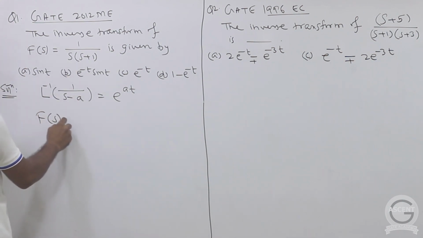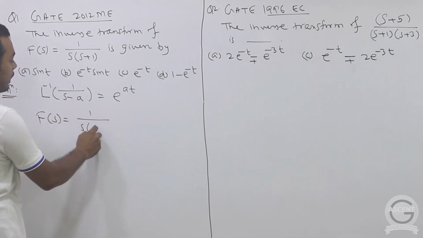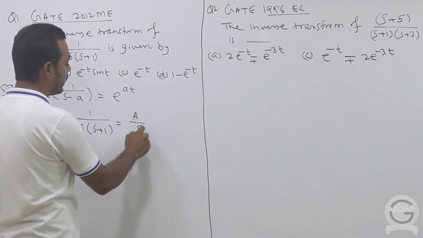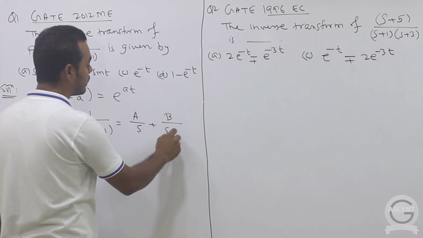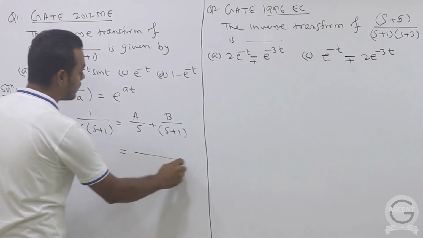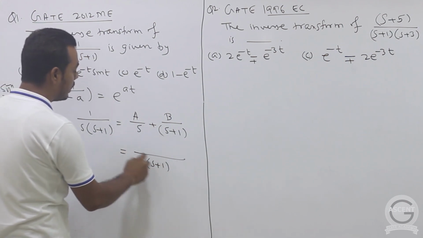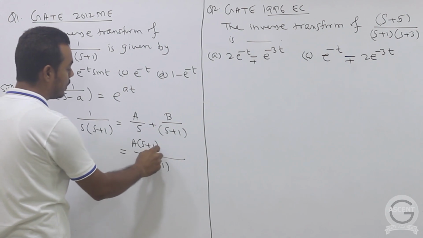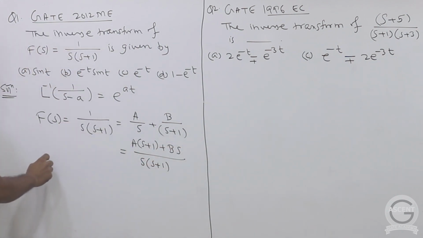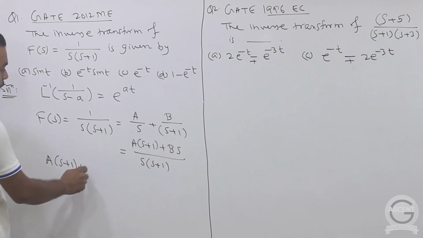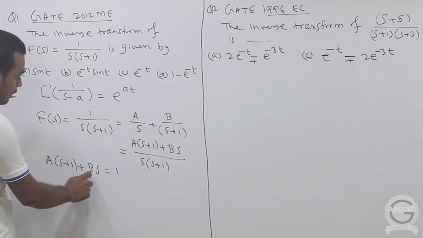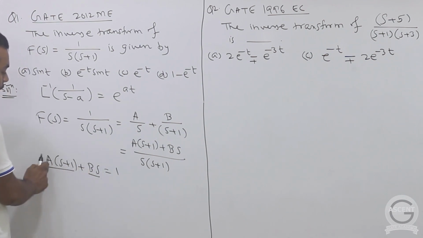So our capital F of s is 1 by s into (s plus 1). So this you can write as a by s plus b by (s plus 1). Now if you take LCM, you will get s into (s plus 1) in the denominator, and a into (s plus 1) plus b into s. Now if you equate the numerator of these two, then you will get a into (s plus 1) plus b into s, this should be 1. Now by substituting different values of s, we have to find the value of a and b.